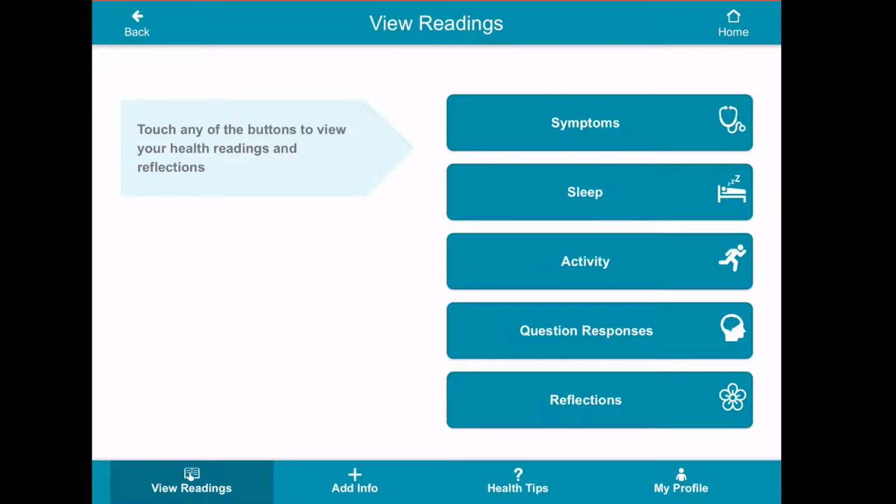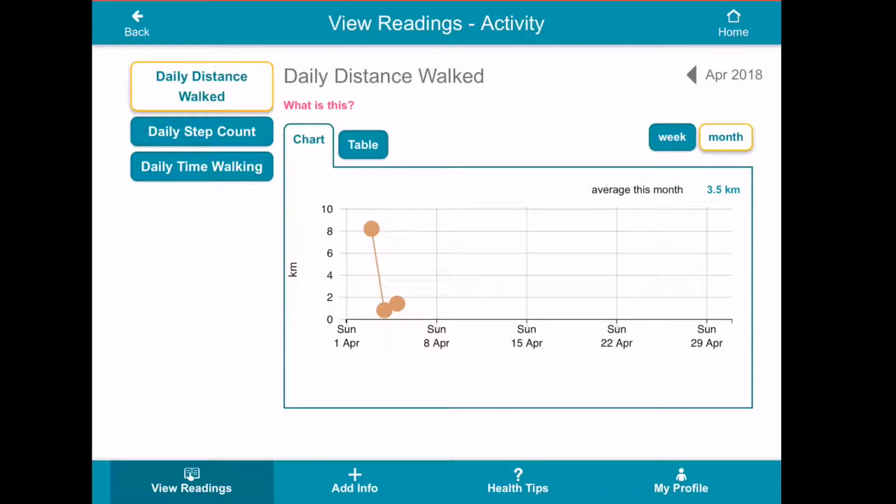View Readings Activity. When you tap Activity, you will be brought to the following screen. On the top of the screen, you will see the back button on the left, View Readings Activity in the middle, and the Home button on the right-hand side.